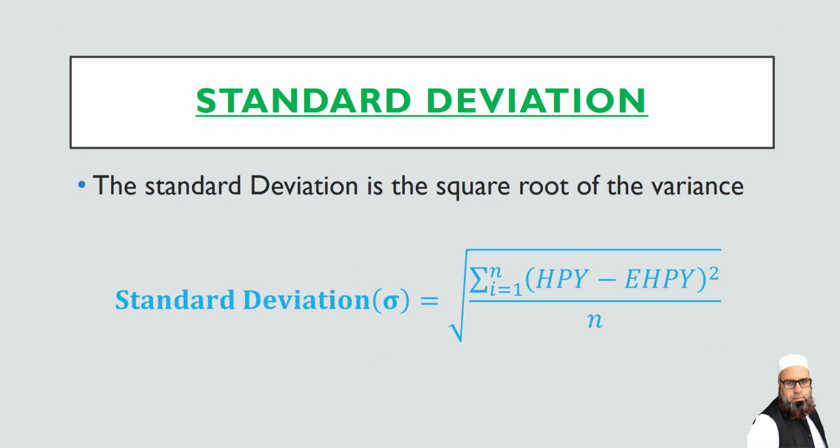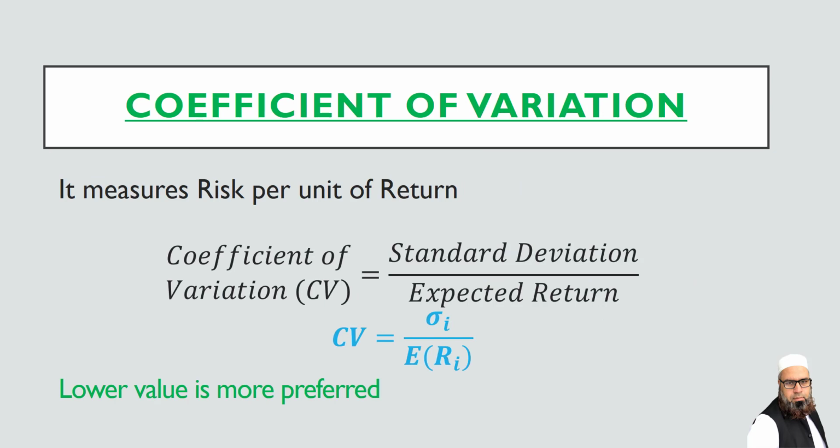Standard deviation is the square root of the variance, and the coefficient of variation, that is the last measure of risk, measures risk per unit of expected return. The formula is standard deviation divided by expected return. The lower the value, the more preferable. If a security has the lowest coefficient of variation, then it will be a better option than the others. Coefficient of variation actually measures the trade-off between risk and return. And now we will move to the Excel sheet and compute the risk and return of our selected companies.